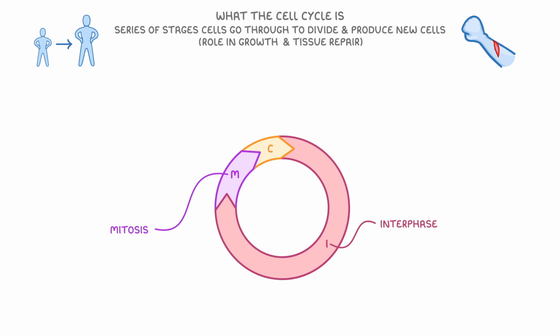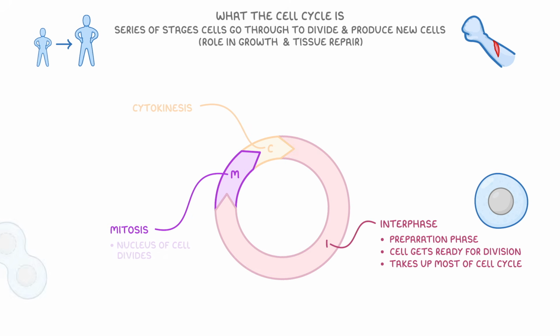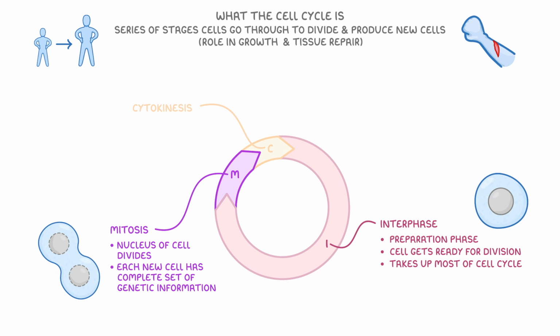interphase, mitosis, and cytokinesis. Now, interphase is first, and this is the preparation phase where the cell gets ready for division, and it takes up most of the cell cycle's duration. After that, we have mitosis, which is when the nucleus of the cell divides, and this means that each new cell has a complete set of genetic information.